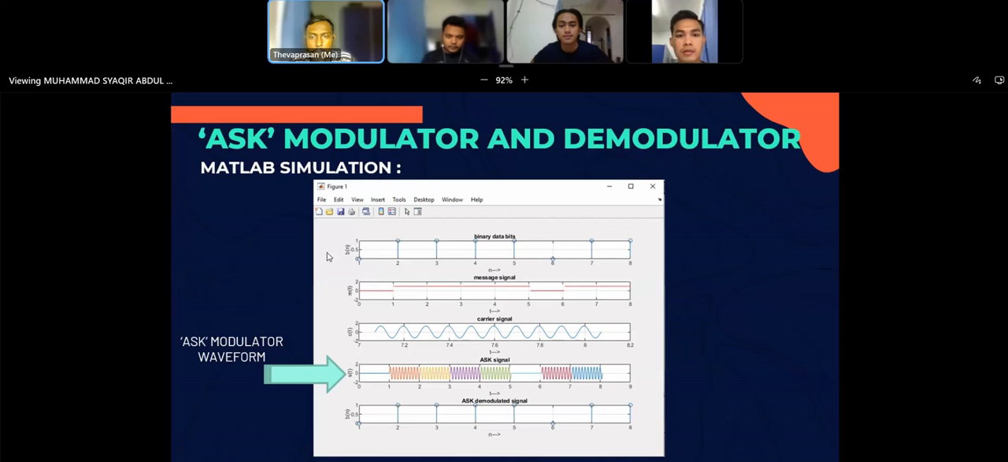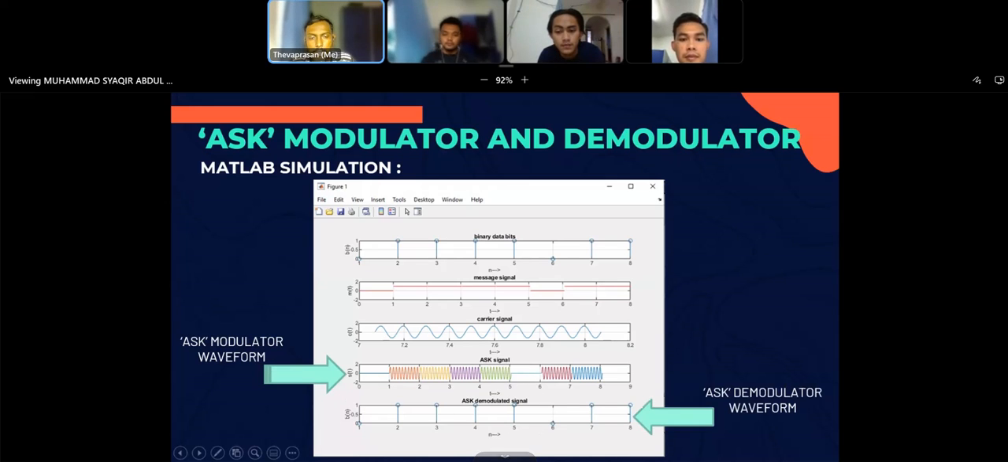As we can see, whenever the binary bit is 1, the modulator transmits the carrier, so we get the signal. And whenever there's no value or the bit is 0, it will completely remove it. So that's for the modulated waveform. Now let's see the demodulated signal. In this particular experiment, this is a non-coherent demodulated signal because, as we can see, it reconstructed the binary data into the demodulated signal. So that's all for the results.